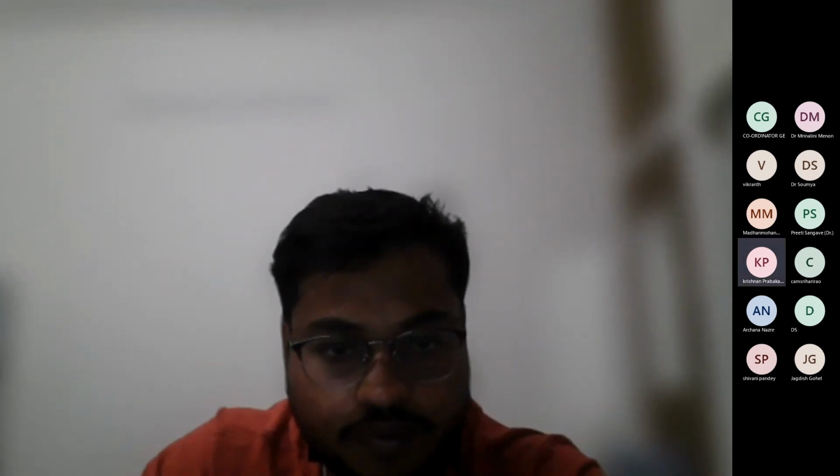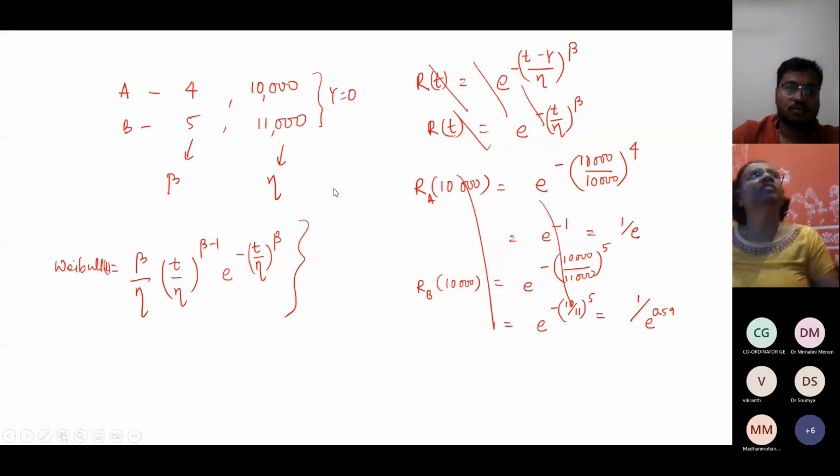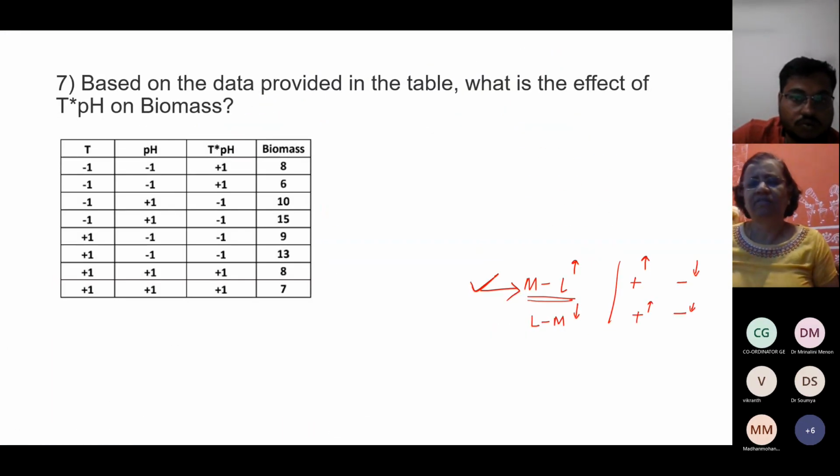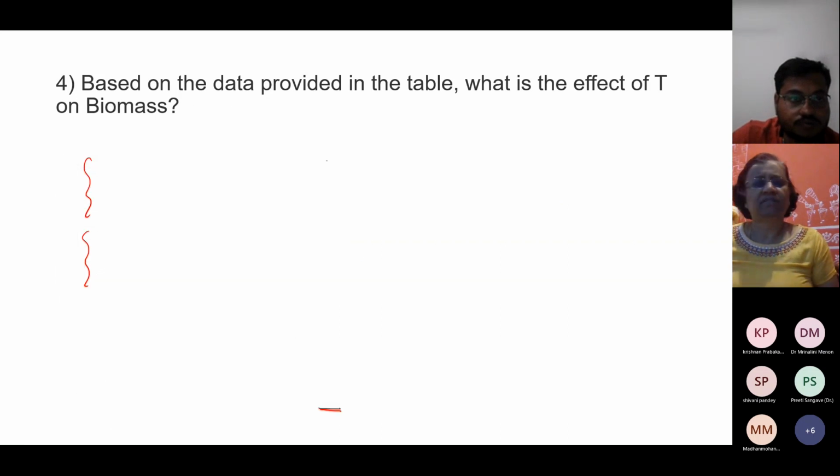Sir, I have a doubt in week 7, second question. In the problem which you explained based on 1 by 2 factorial design, instead of 1 by 2, if we have 1 by 4 or 1 by 6, how to solve, sir? Just a second. Number 2.